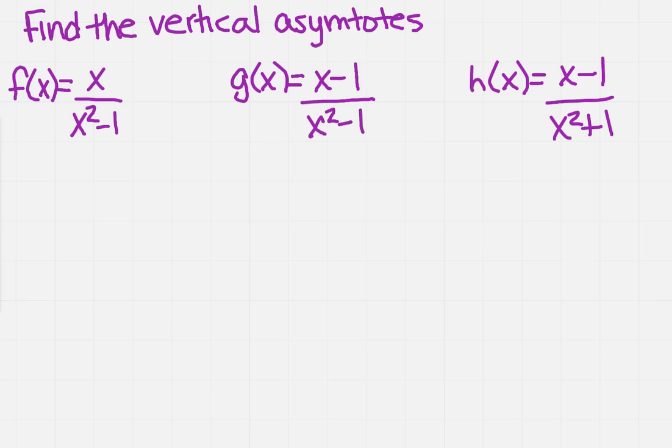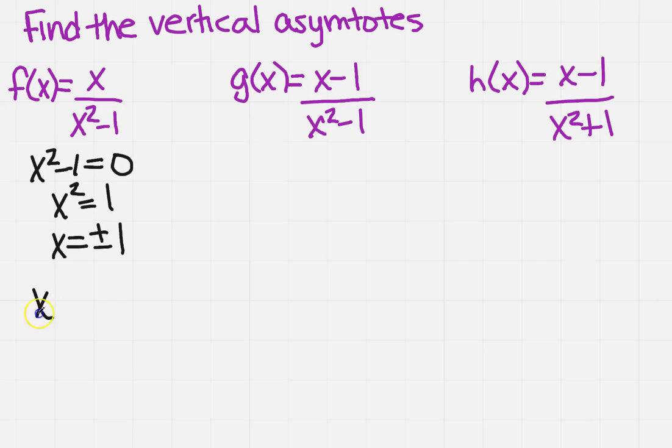So for instance, in f of x equals x over x squared minus 1, I know that the denominator can never be 0, ever. So I'm going to go ahead and solve that for 0. I get x squared equals 1, and then I get x equals plus or minus 1. Now, normally we would say the domain is anything except plus or minus 1. Well, guess what? That except part, that is your vertical asymptote. So in this case, we would have a vertical asymptote at x equals 1 and at x equals negative 1.